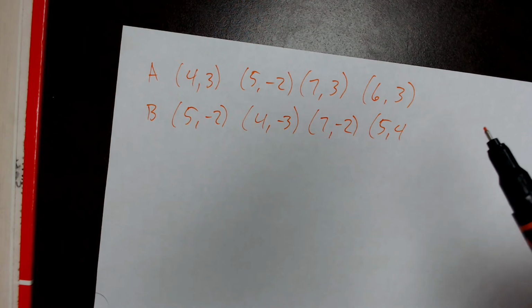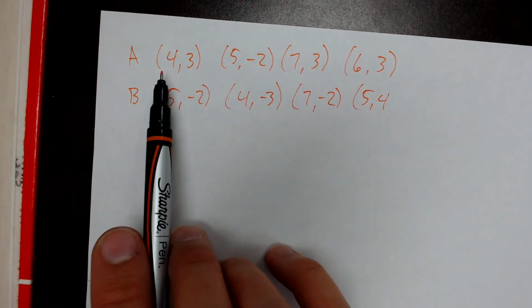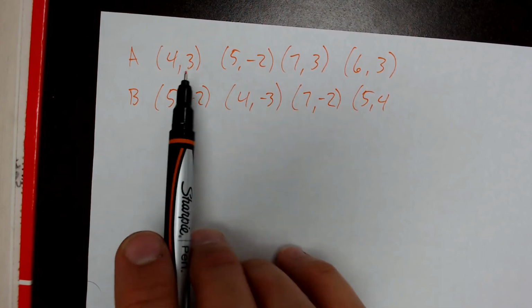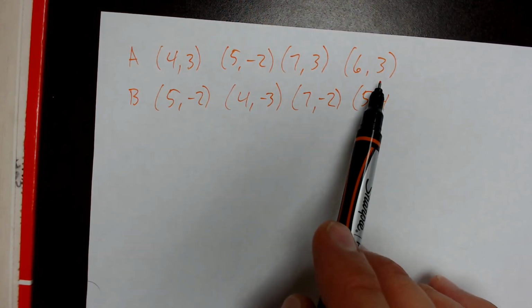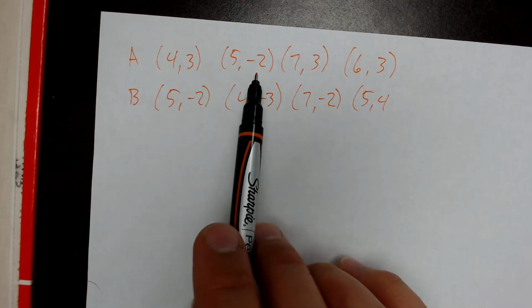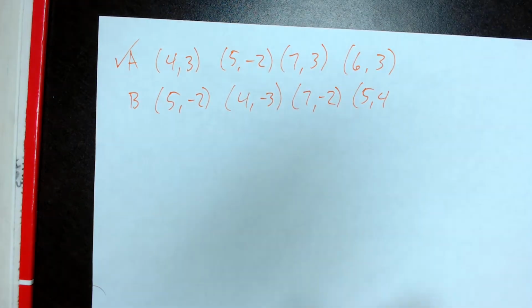Well, from here, what you have to look at is the first numbers. You want to look and see if any of these first numbers repeat, right? So in this one, I see 4, 5, 7, and 6. None of the first numbers repeat, and all of them have an answer for y. So this one is a function. This checks out. It's good to go.